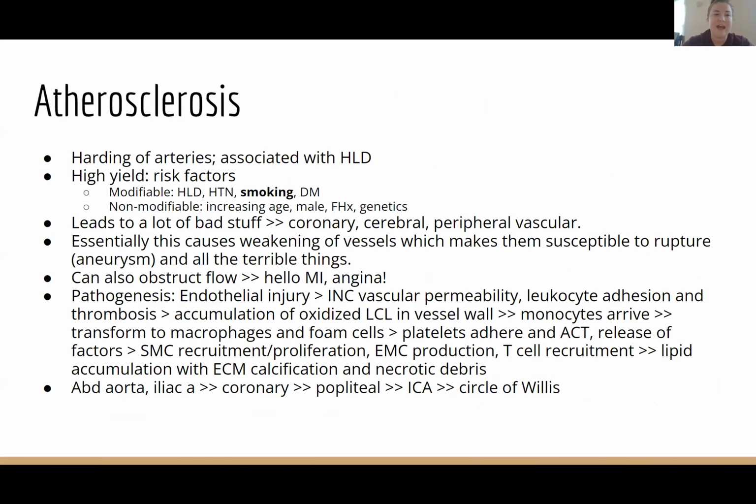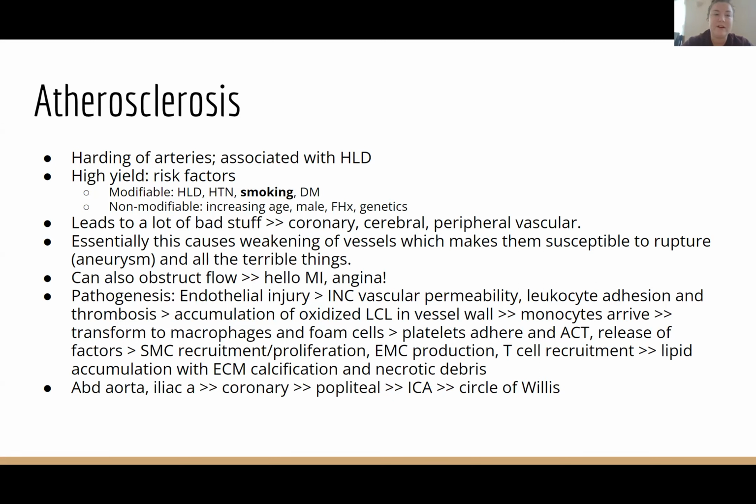So CVS, atherosclerosis. Don't get this confused with arteriosclerosis. We're going to talk about arteriosclerosis in a sec, but atherosclerosis is associated with hyperlipidemia. This is where you get the plaque. So risk factors, they love modifiable versus non-modifiable, so things you can and can't control. Smoking is a big one they like to focus in on.